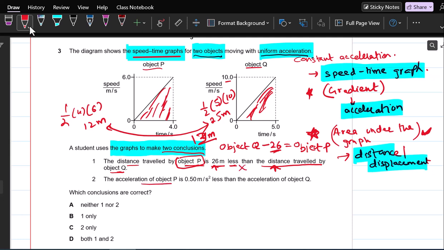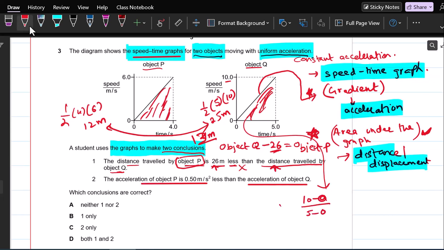Now, the acceleration of P is 0.5 meter per second squared less than the acceleration of object Q. So dear students, you have to find the gradient of this. You will be getting the acceleration of Q. So the acceleration of Q, if I find the gradient, will be 10 minus 0 divided by 5 minus 0. So the acceleration will be 2 meters per second squared for object Q.